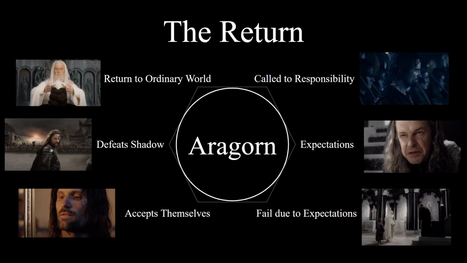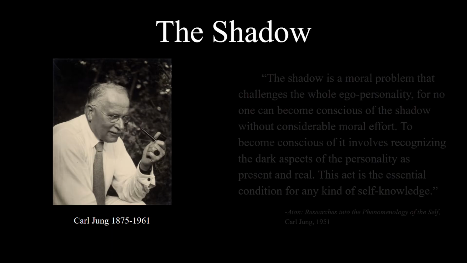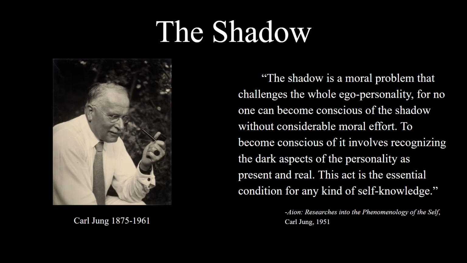Although the story of Aragorn isn't fully addressed until the third book and film, his character follows the same progression as the basic plot of The Return. One of the most important aspects of the Chosen One archetype is the shadow. According to Jungian philosophy, the shadow represents the irrational side of our personality which goes against our conscious ego and morals. As Carl Jung describes, the shadow is a moral problem that challenges the whole ego personality, for no one can become conscious of the shadow without considerable moral effort.